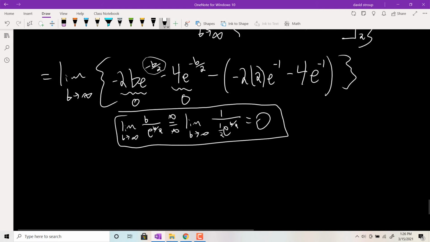So at the end of the day, then you are just left with these constants. So we have, looks like, negative 8e to the negative 1, but negative negative becomes positive 8e to the negative 1. Hence it's convergent, so hence the original series converges.